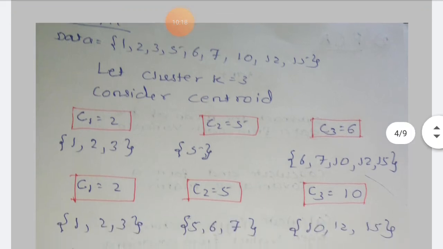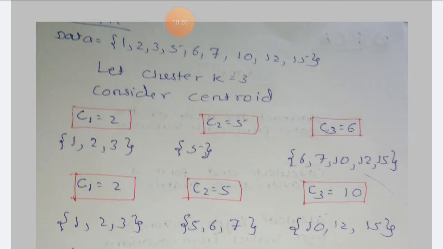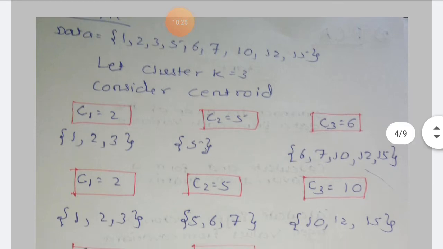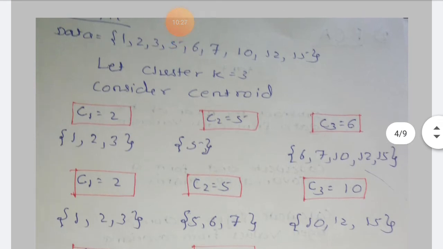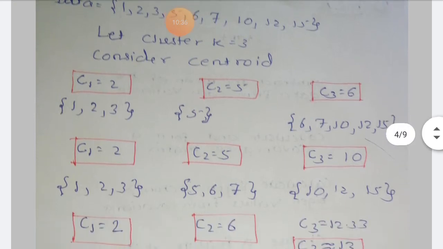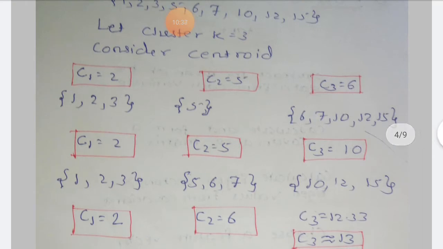Again check your data points with this new C1, C2 and C3. After finding the distances, I am getting 3 clusters as 1, 2, 3, then 5, 6, 7, and then 10, 12 and 15. Now after finding out the centroids, 1 plus 2 plus 3 divided by 3 is 2, 5 plus 6 plus 7 divided by 3 is 6, and 10 plus 12 plus 15 divided by 3, I am getting 30.